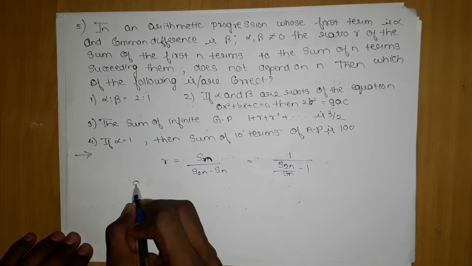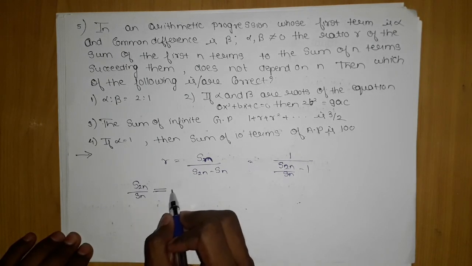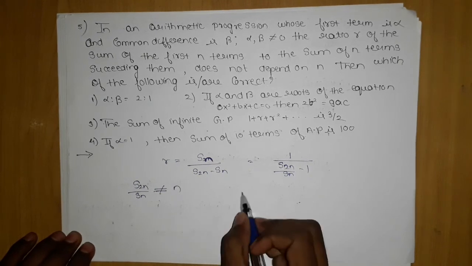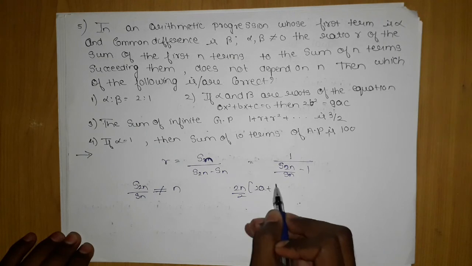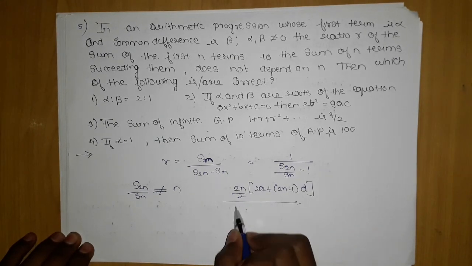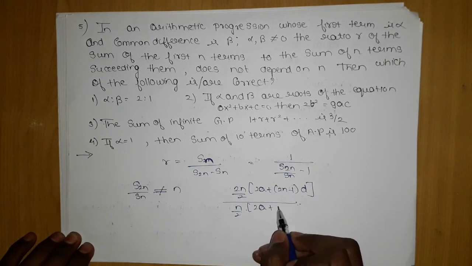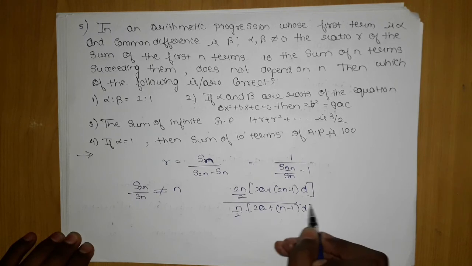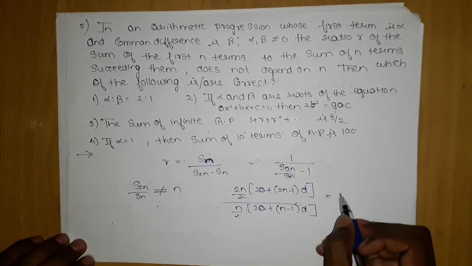Just check that S2n upon Sn should not depend on n. For that, 2n upon 2 into [2a + (2n − 1)d], upon n by 2 into [2a + (n − 1)d]. So now let's write it in those terms. n by 2 will cancel out, very simple.